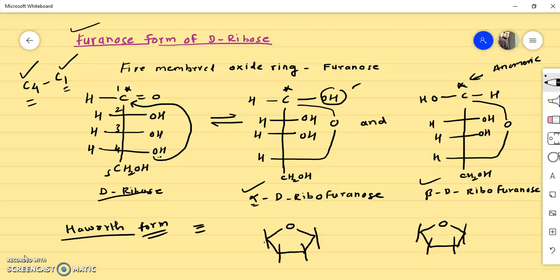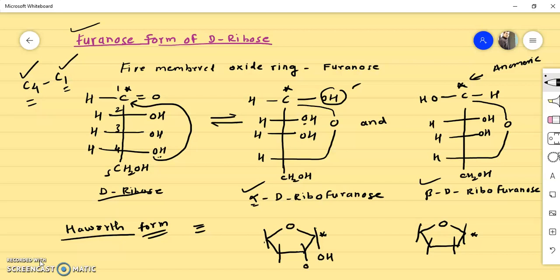Now from this Fisher projection formula, I can draw the Haworth form in a very simple way. What we have to do is represent the groups which are on the right hand side of this Fisher projection formula below the ring, below the plane of this ring. So this OH group, suppose this is the anomeric carbon, this OH group will be below the plane.